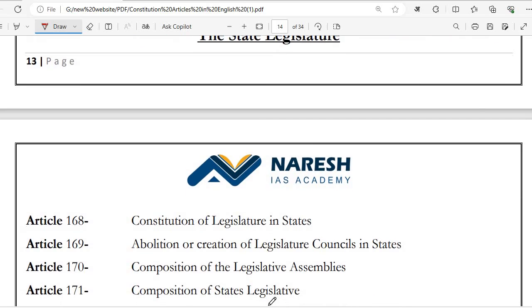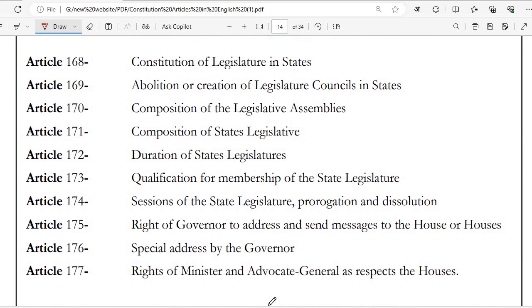Next, the State Legislature. Article 168, Constitution of Legislature in States. There shall be a state legislature, may be unicameral, bicameral. Article 169 provides for creation of legislative council in state. Any state can create or request for abolition of the upper house, the legislative council, in a state. Only 6 states in India have the upper house: Uttar Pradesh, Bihar, Karnataka, Maharashtra, Andhra and Telangana.